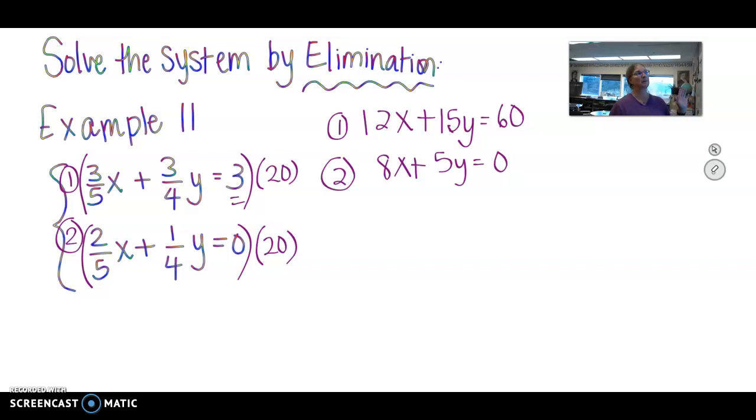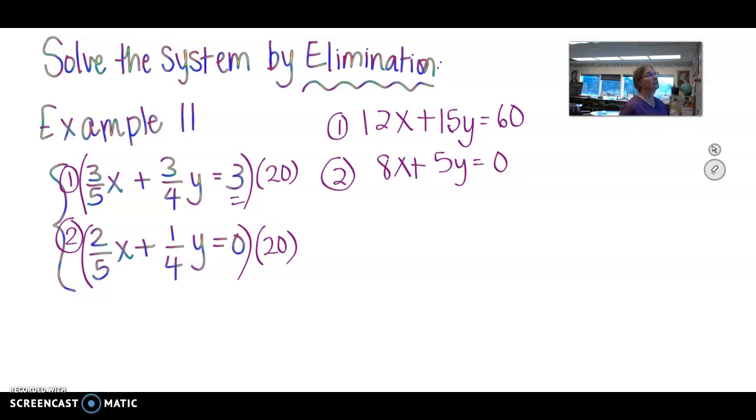Okay, in the previous video we had a negative x and an x and they eliminated each other when we added. Here that's not going to be the case because the coefficients in front of x are 12 and 8 and in front of y is 15 and 5. They're not exactly the opposite and therefore they will not eliminate. Neither variable will be eliminated if I try to add right now.